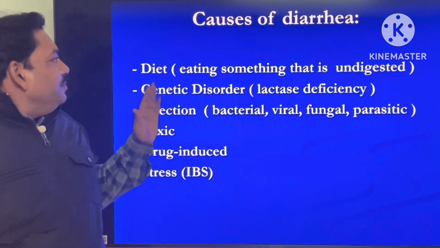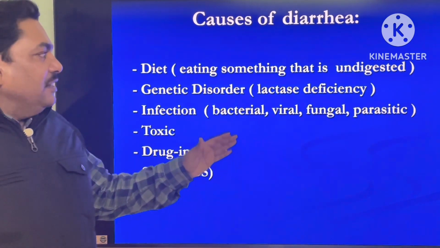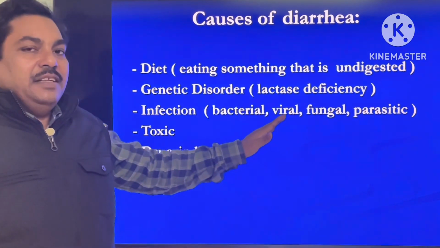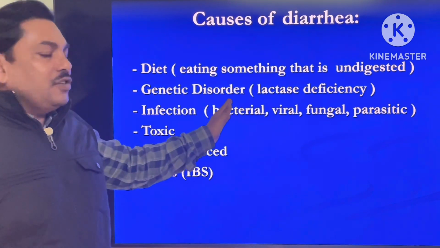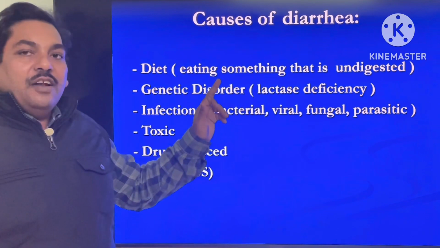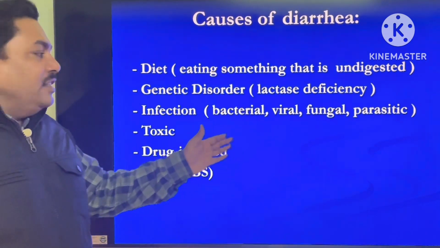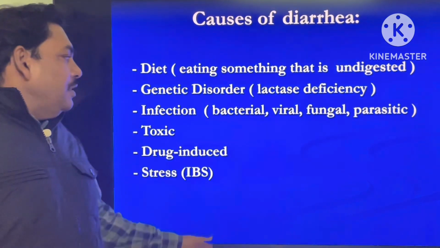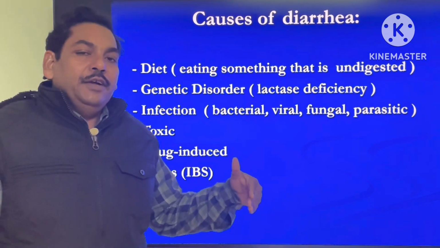Causes of diarrhea: diet, sometimes undigested food, can induce diarrhea. Genetic disorder, such as lactase deficiency in the parents, can also be passed to the child. Infection due to bacteria, viruses, fungi and some parasites can induce diarrhea. Actually, these produce toxins, and toxins influence bowel movement, ultimately inducing diarrhea. Drugs and stress also induce diarrhea.